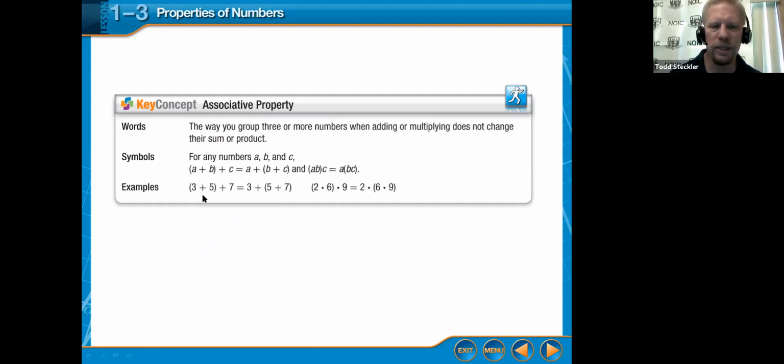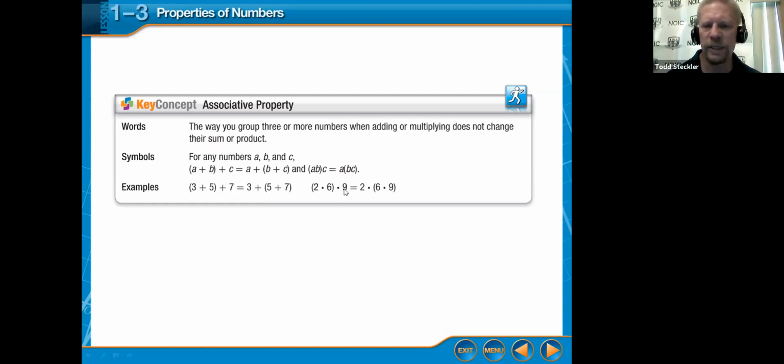So we notice that the order of numbers didn't change. It still says 3, 5, 7, but what changed was the location of the parentheses. And as long as we're only adding, that's going to still be a true statement. That's the associative property of addition. And the same thing happens with multiplication.